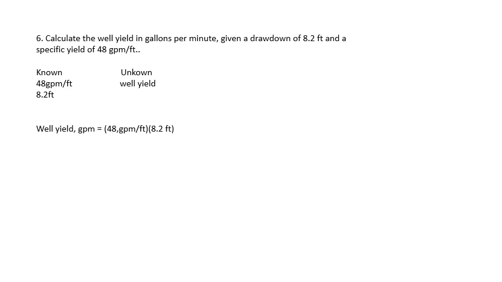All right, so we're going to plug our numbers into our formula. 48 gallons per minute per foot times 8.2 feet. Remember, the feet will cancel out. You are left with a well yield of 393.6 gallons per minute.